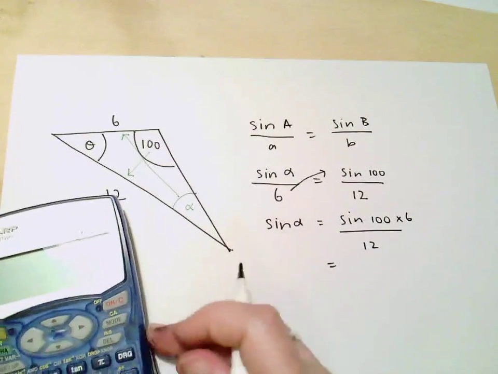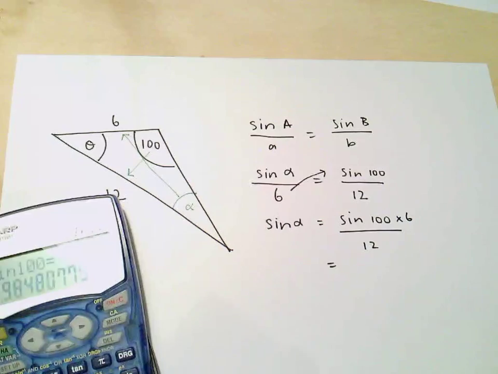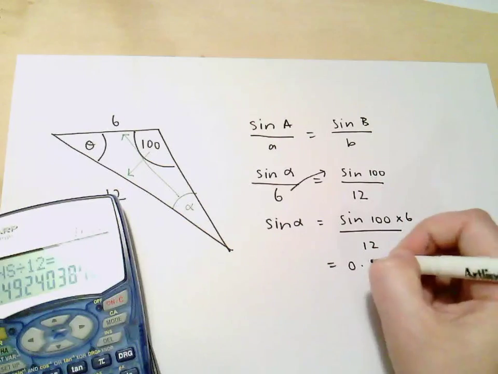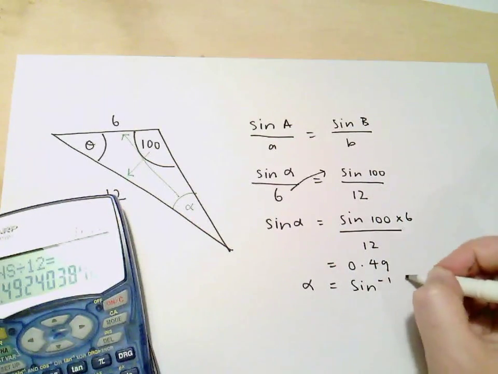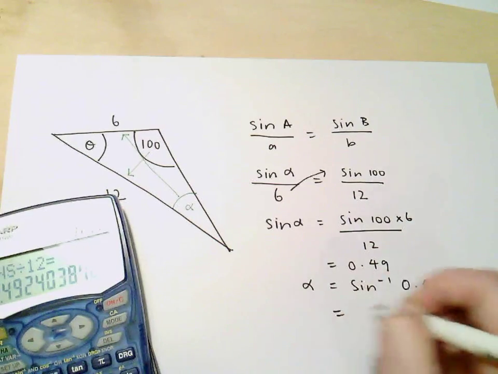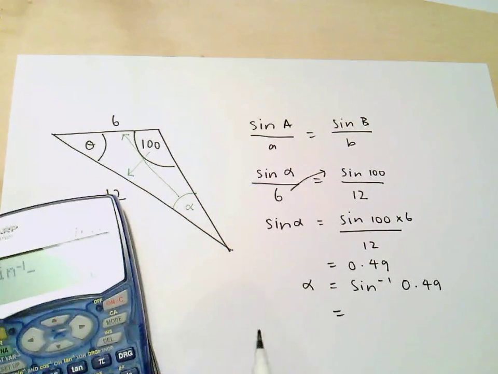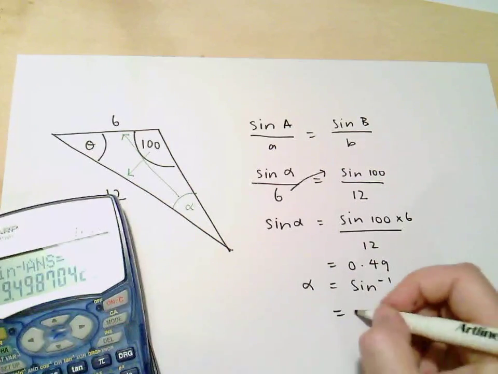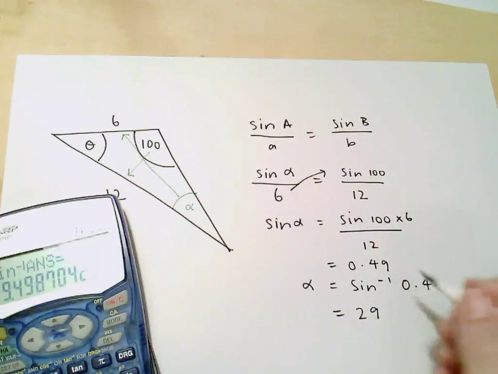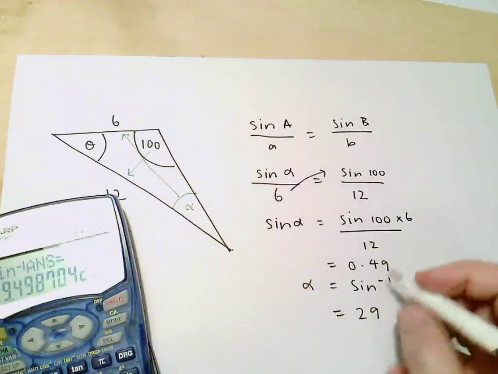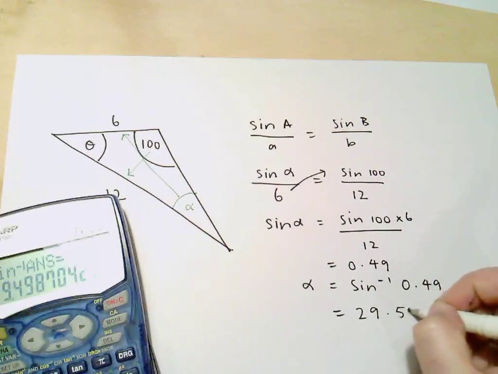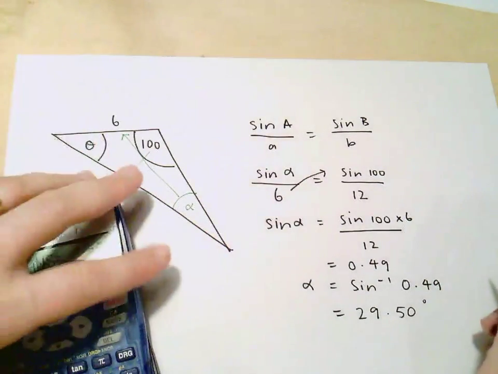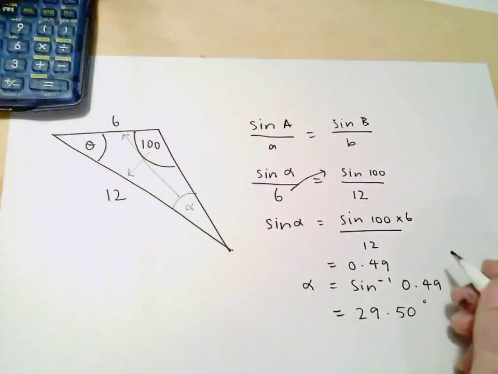Plug it into my calculator. Sine 100 times 6 divided by 12 gives me 0.49. Then I use my inverse sine as normal. The inverse sine of my answer gives me 29 degrees, or 29.49 degrees. So I'll write it all out for the moment. I'll say that this is 29.50 degrees.